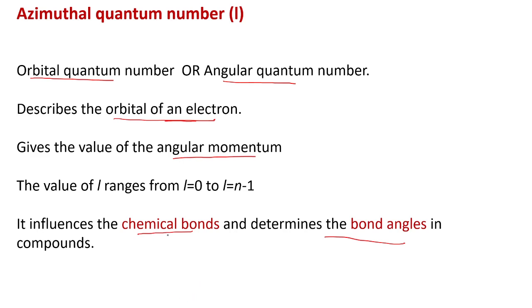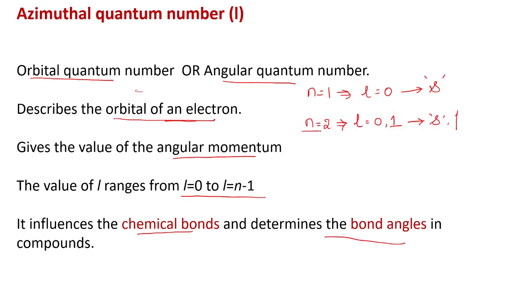Now, the value of this azimuthal quantum number ranges from L equal to 0 to L equal to n minus 1. Let me explain this in a bit more detail. If n is equal to 1, which is the lowest energy shell of an atom, then the value of L is 0, and therefore we always see a spherical movement of the electron, which represents the s subshell or the s orbital.